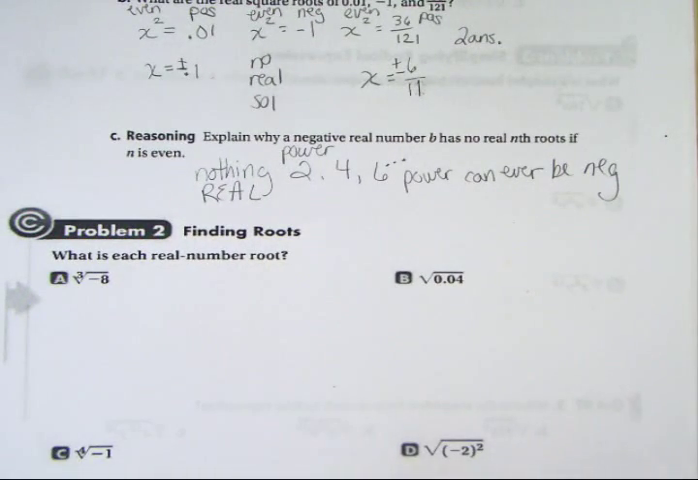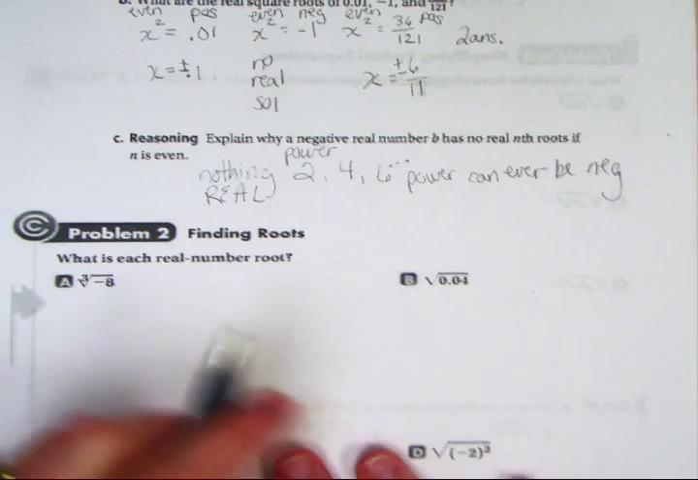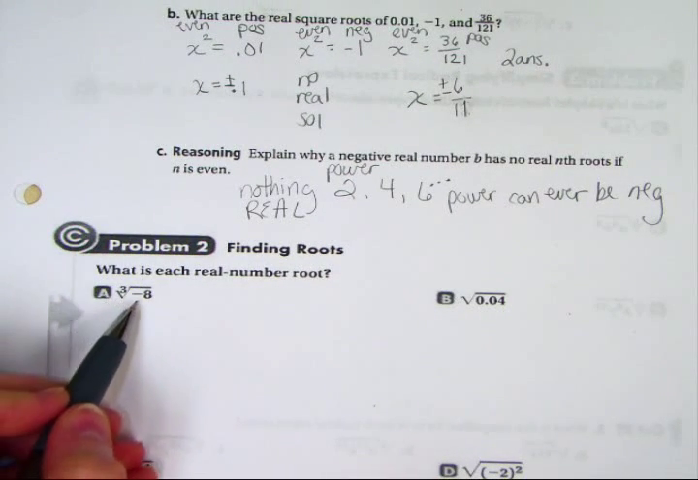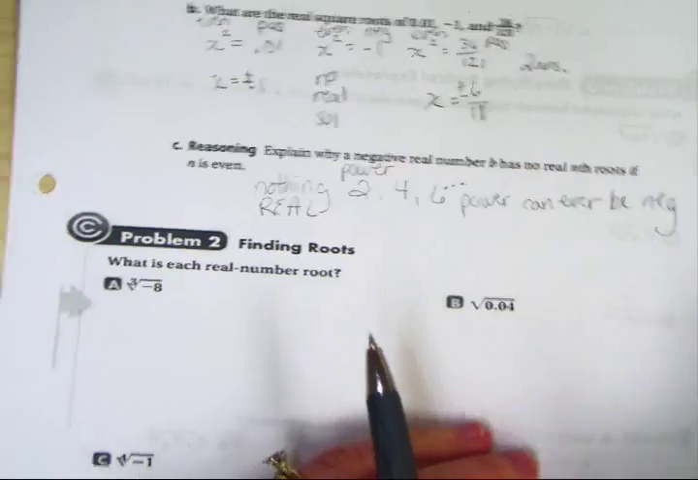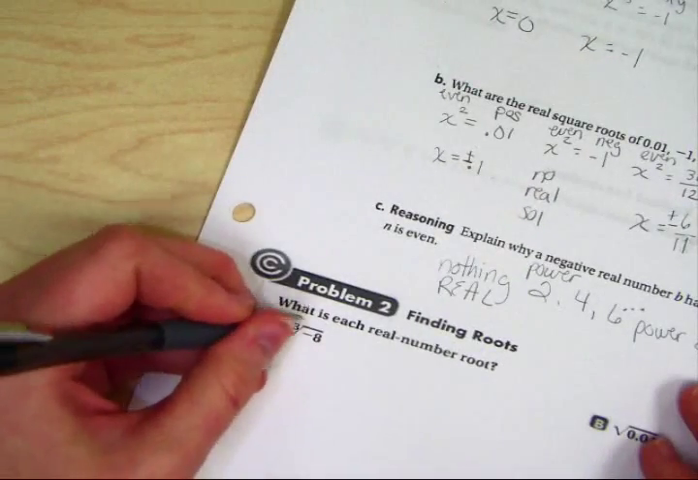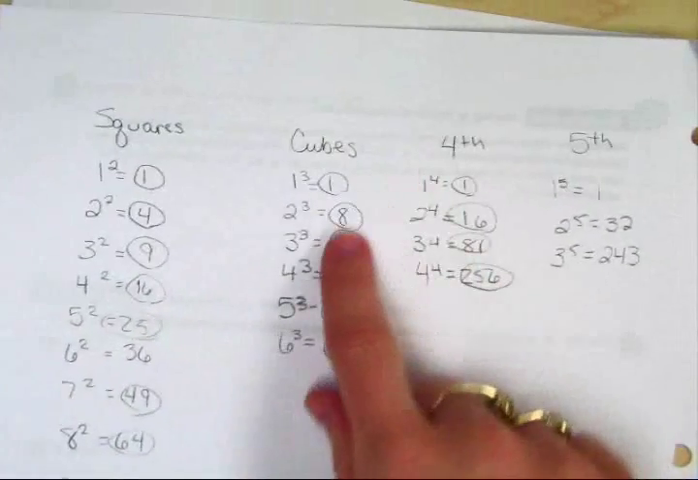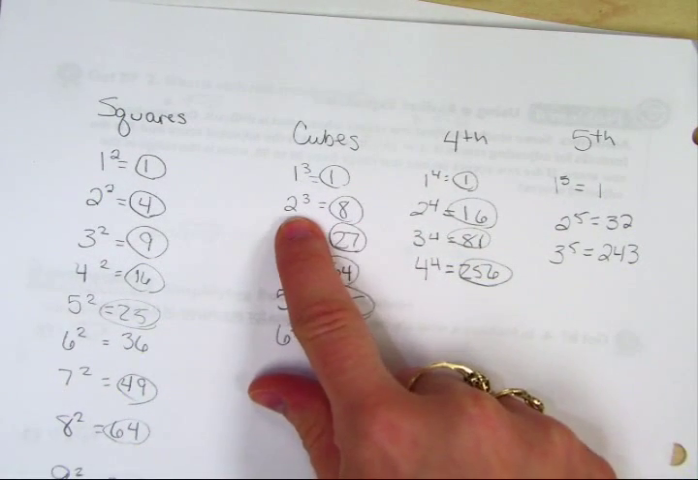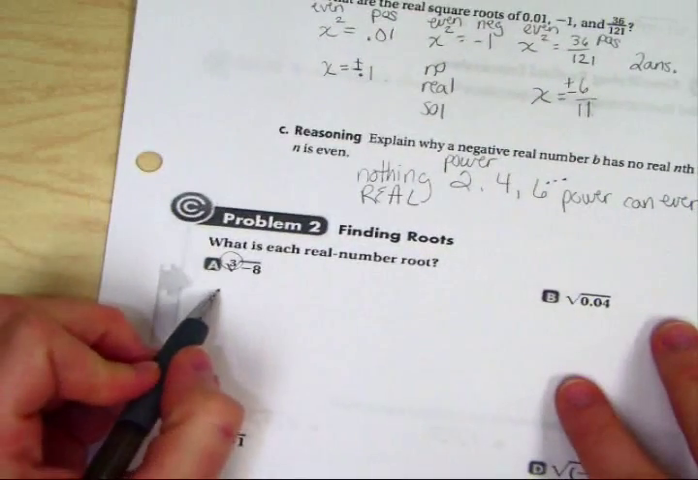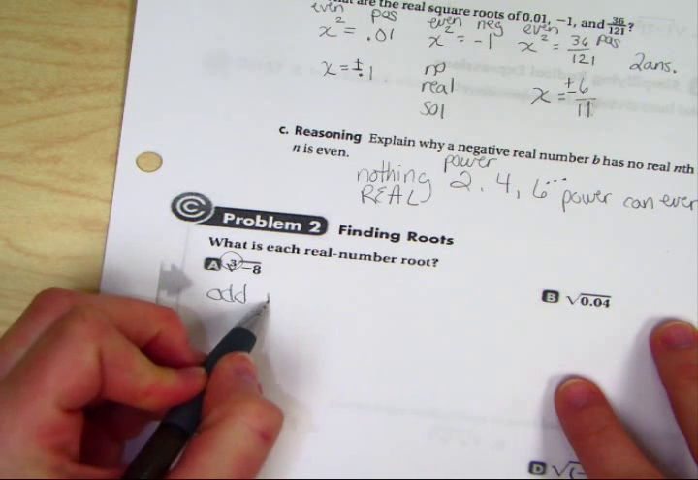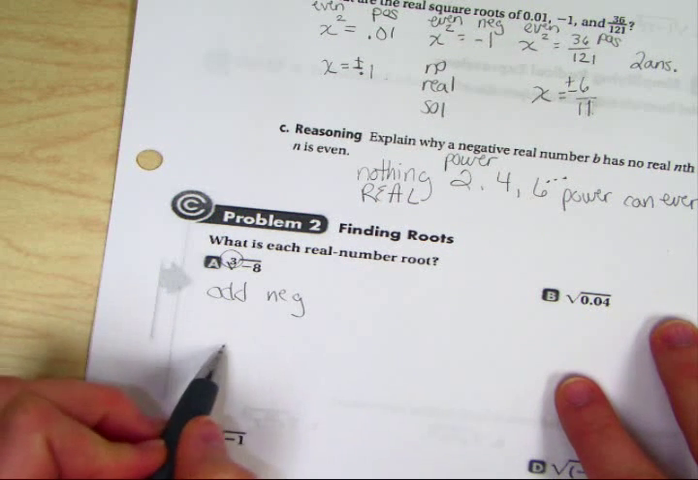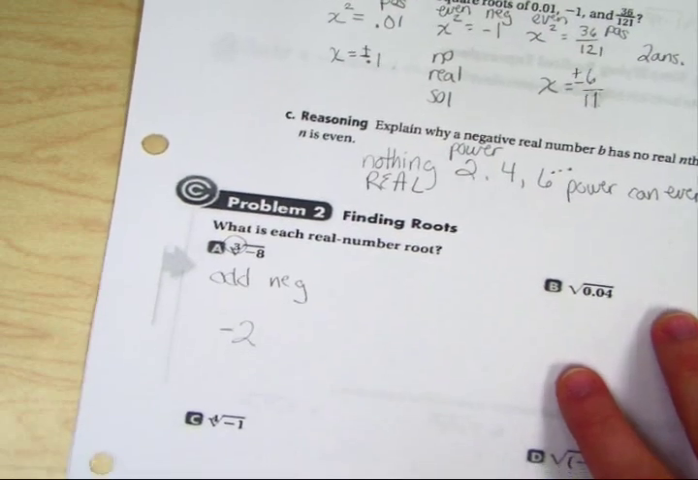Let's move on to problem 2. What is the real number root? This one is asking what is the cube root of negative 8. Since it's asking about cubes, you're going to go to your perfect cubes. Here are your perfect cubes. The answer will be 2, because 2 cubed is 8. Let's say this is odd, and it's negative, so our answer is negative 2.